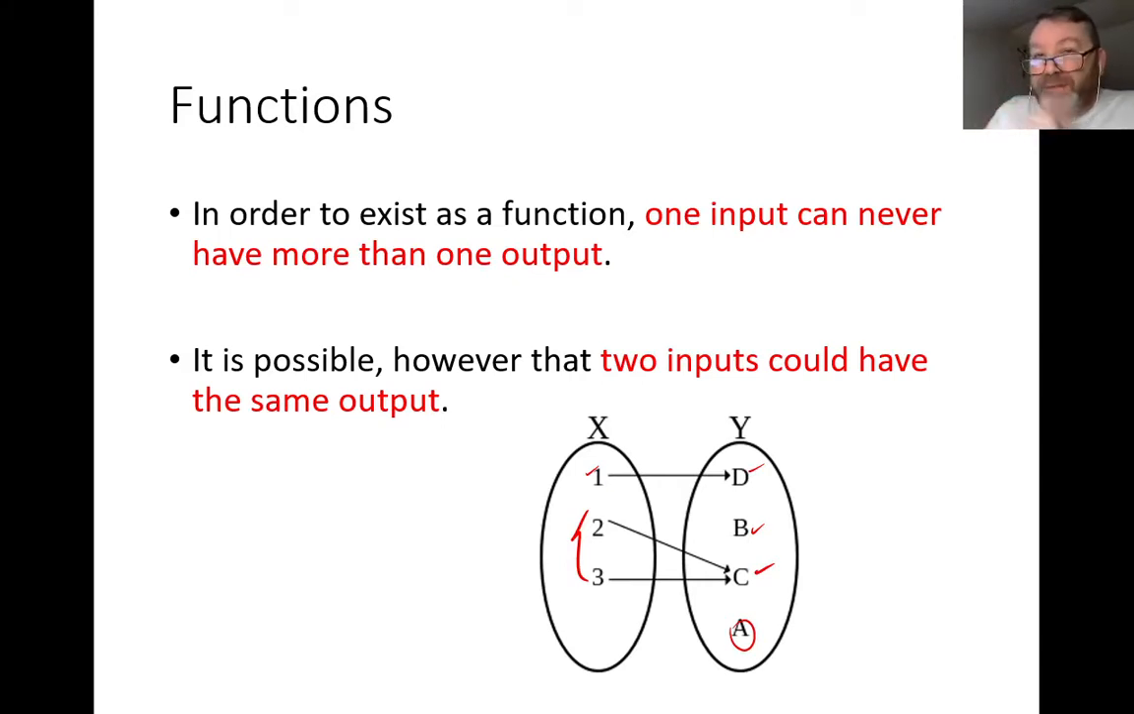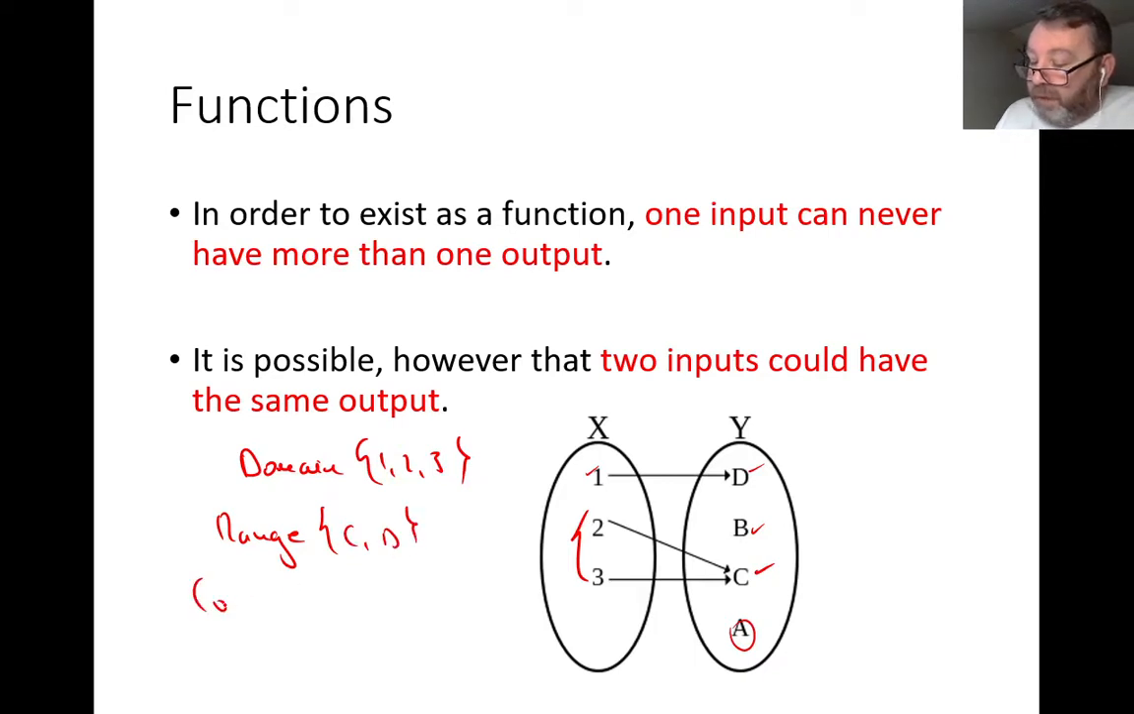Now, in mathematics, what do I say? My domain is what? 1, 2, 3. My range, which is the set of actual outputs, is only C and D. But my codomain is equal to what? A, B, C, and D, because they are all possible countries to visit. However, these 3 people have only decided to visit 2 of the 4, so the 2 that they visit happen to be the range, and the 4 possible visitation countries happen to be my codomain.